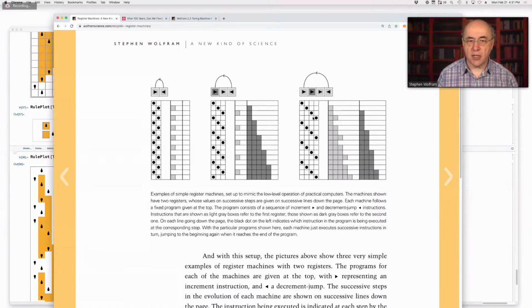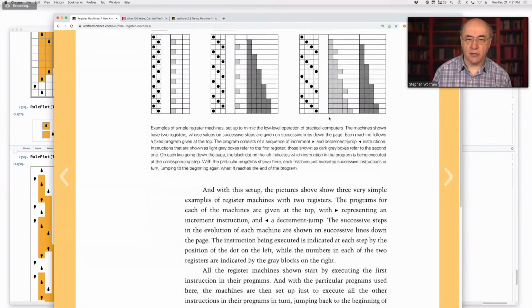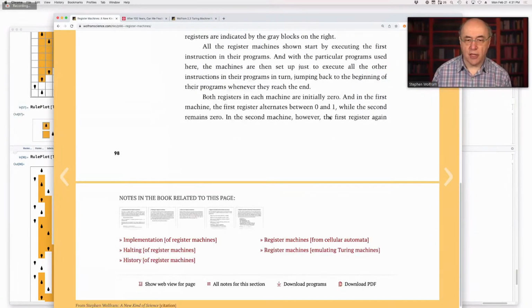Okay, so here's a case where we've got 2 registers, and the program counter just keeps on going, scanning through the possible instructions in the program, and you see that it's making the first register just progressively go up, although it sometimes goes down a bit, and the second register will progressively go up every 4 steps. Okay, so we've got an increment and a decrement-jump instruction, and that's our kind of machine code.